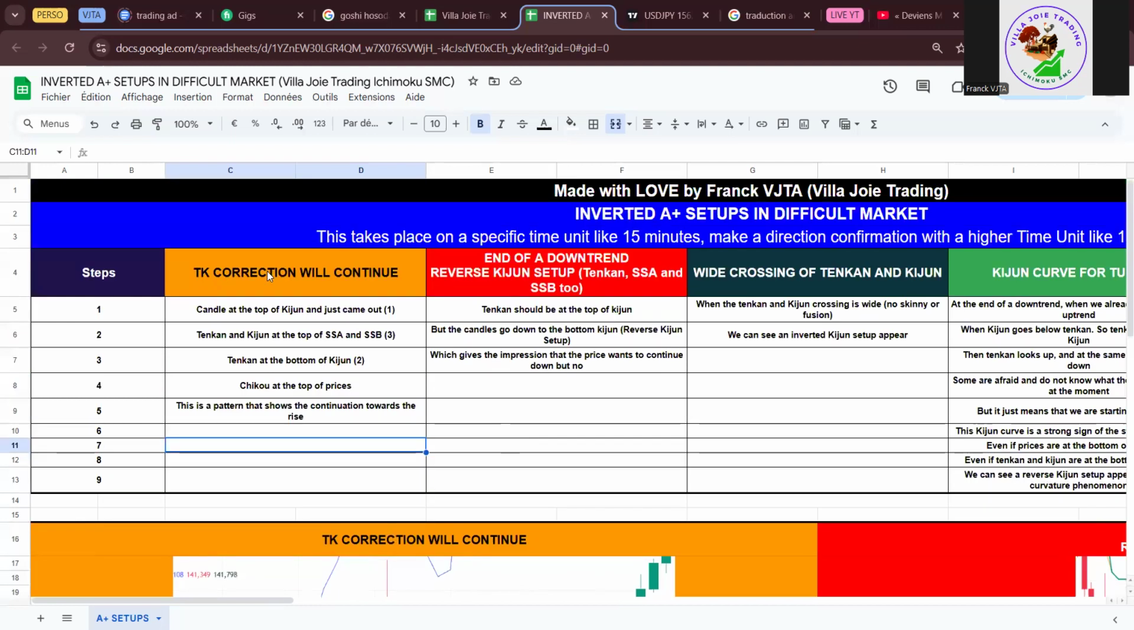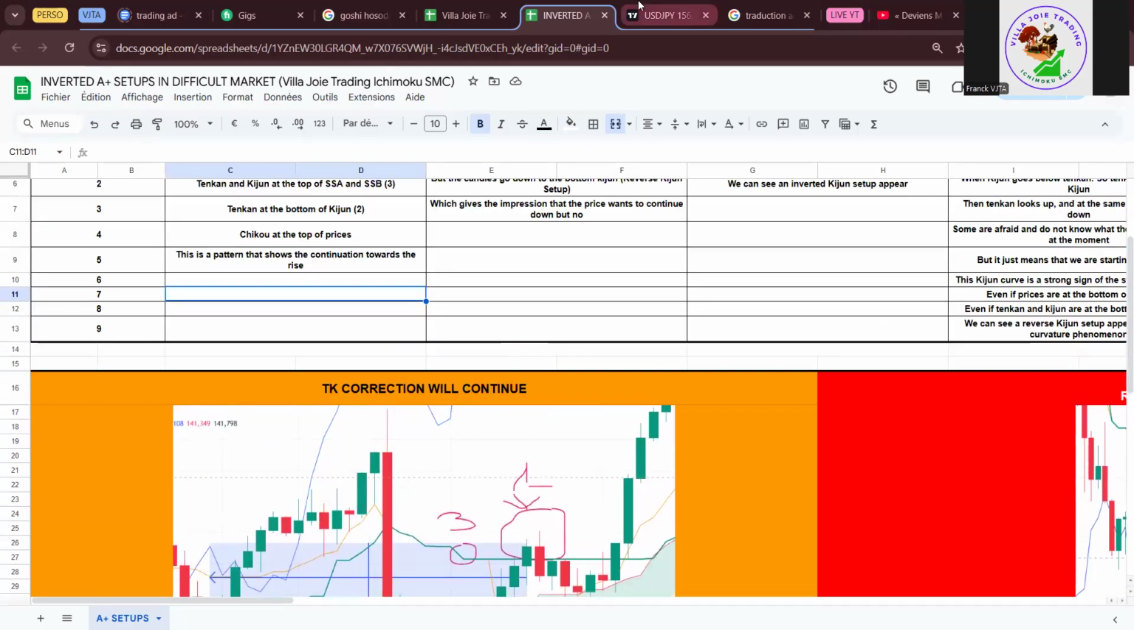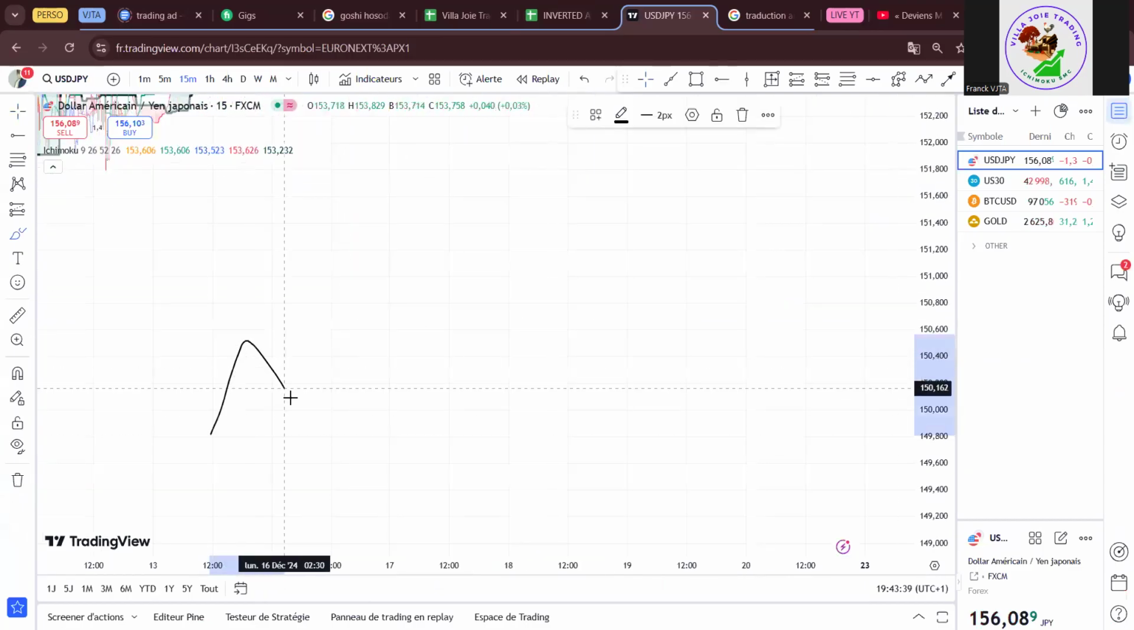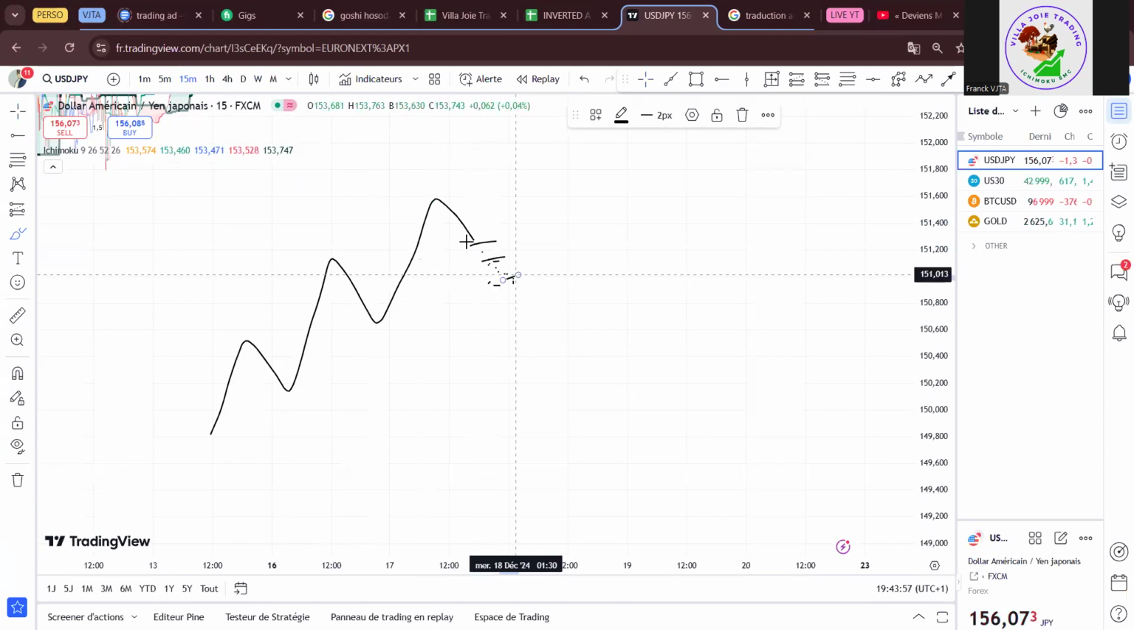So we start with the first one, that is the TK correction that will continue. Okay, here is the TK correction that will continue. What do I mean by that? Sometimes you are in an uptrend market like that, all right? So you know that the market is in an uptrend, but you don't know when this correction will end, right? So when do you know that this correction will end? Is it here? Is it here? Before continuing to the upside, when, where, at which level?